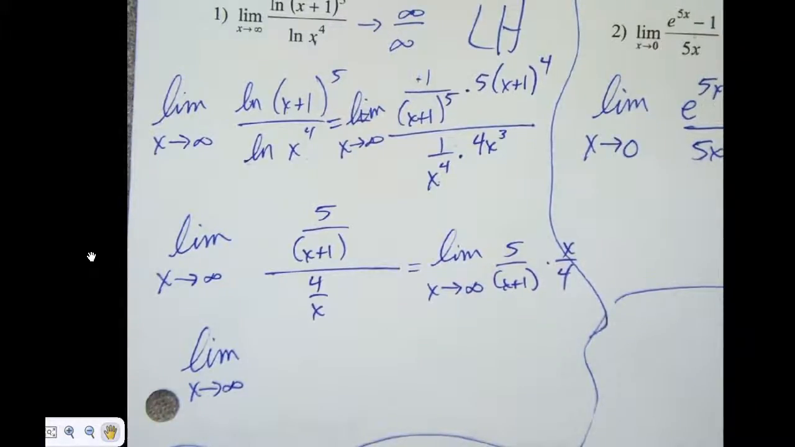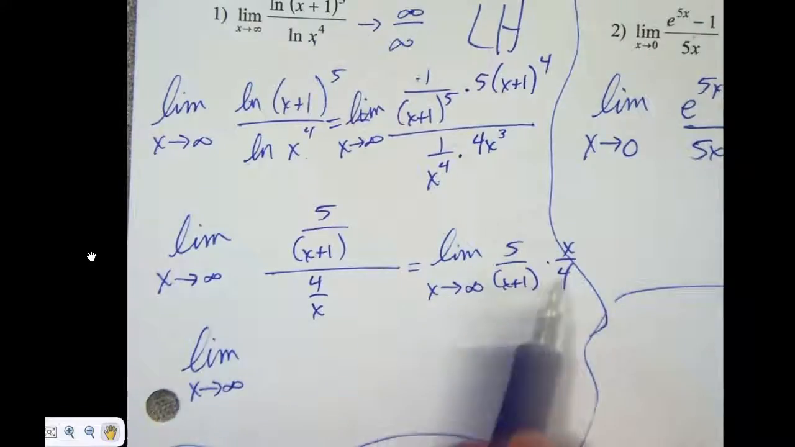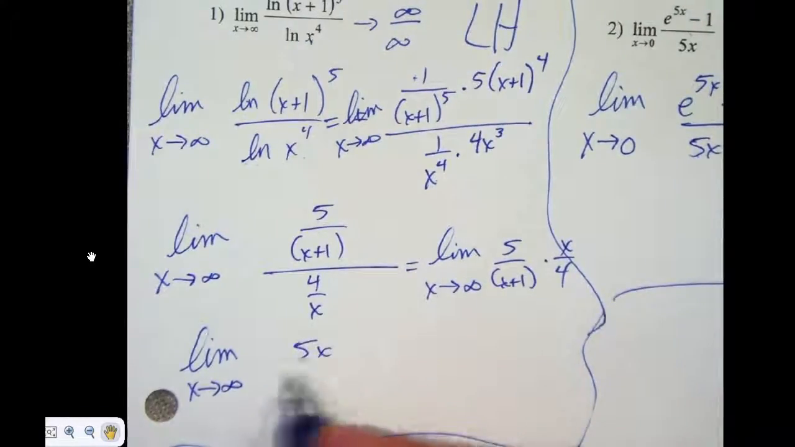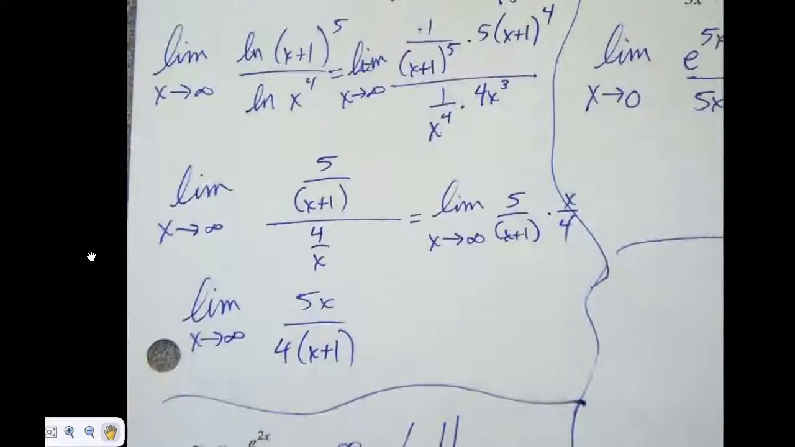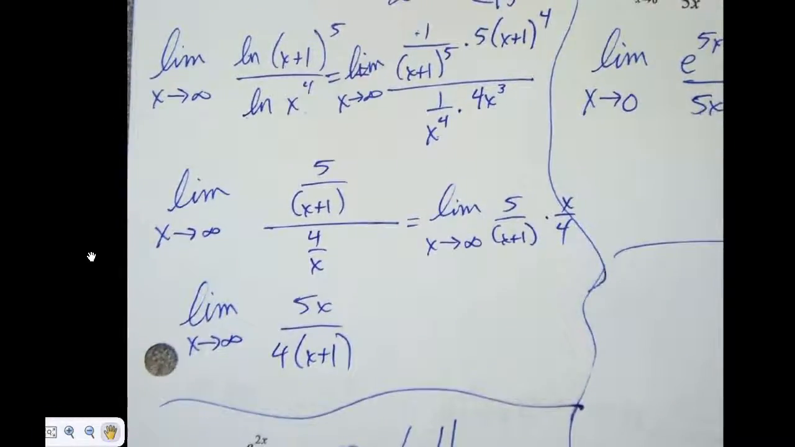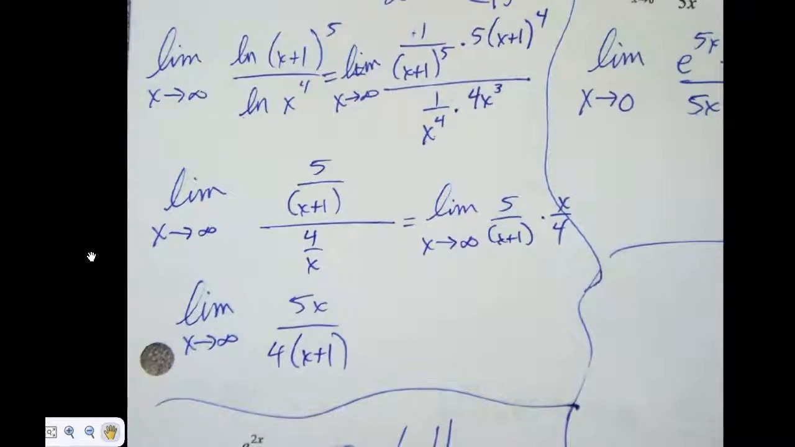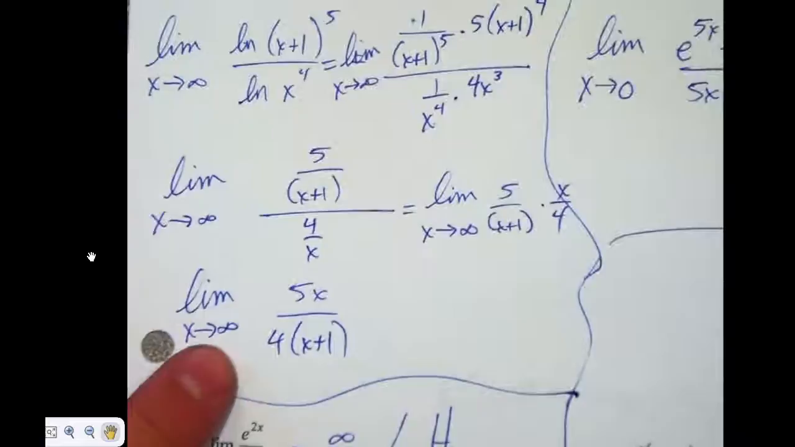Alright? No, you're good. So then on top, this would be 5x. On the bottom, this would be 4 times x plus 1. So there's a lot going on here. We're getting back to limits, which we haven't done in forever. We're doing derivatives, which we've been doing for forever. Horizontal asymptotes we haven't done in a really long time. So now we've got a limit at infinity.